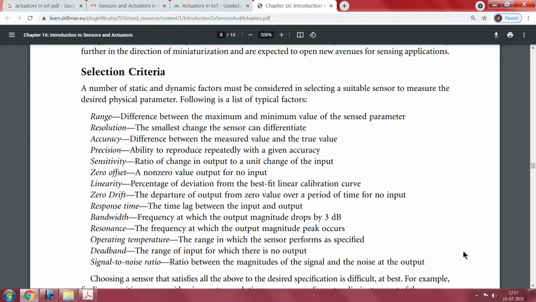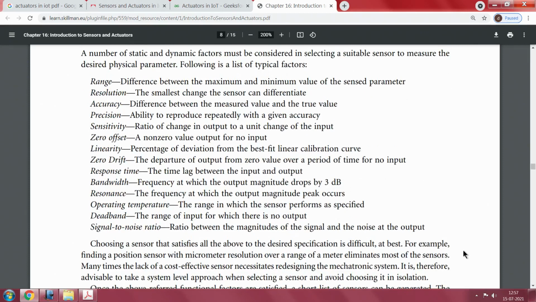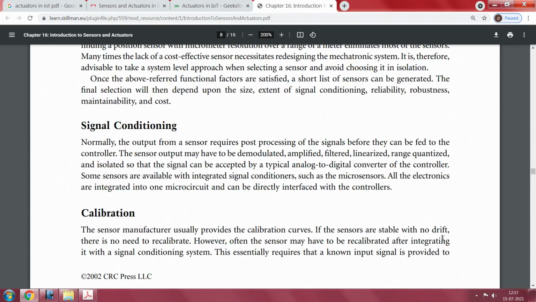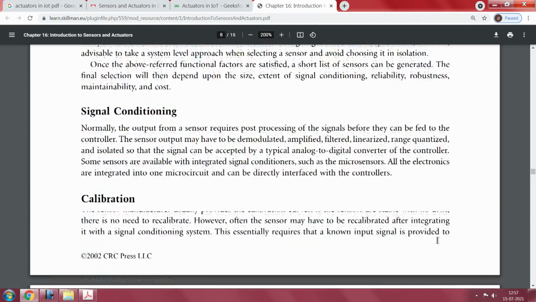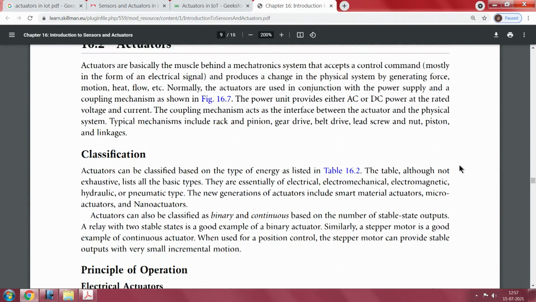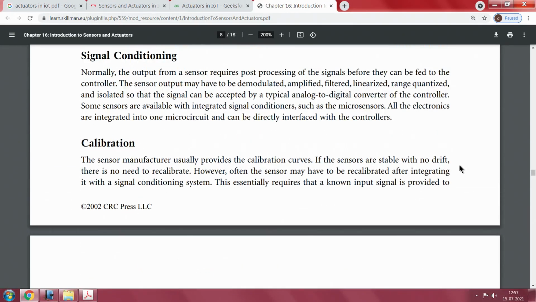Then associated selection criteria, right. So you see range, resolution, accuracy, precision, sensitivity, 0 offset, linearity, 0 drift, response time, bandwidth, resonance, operating temperature, dead band, signal to noise ratio, all important parameters for choosing a sensor of interest, and what kind of signal processing, the kind of calibration that is required for these sensors. Particularly if you look at air quality, you must look up the sensor manufacturer for the calibration curves, right. So, all of that will have to come again from the data sheet, very important.